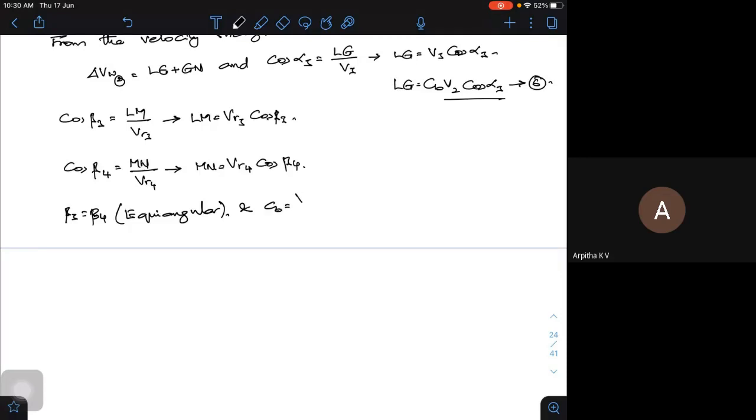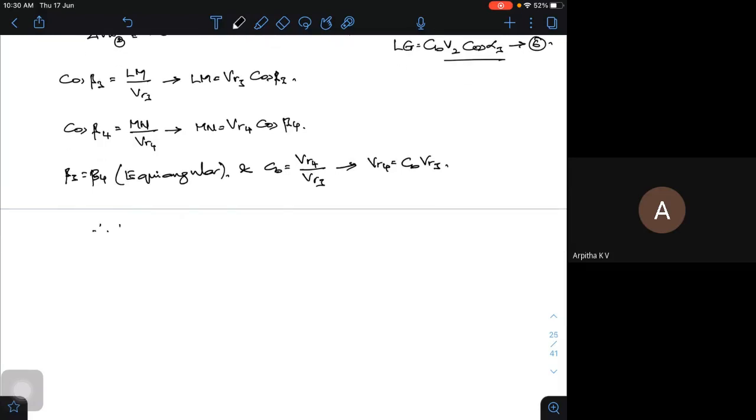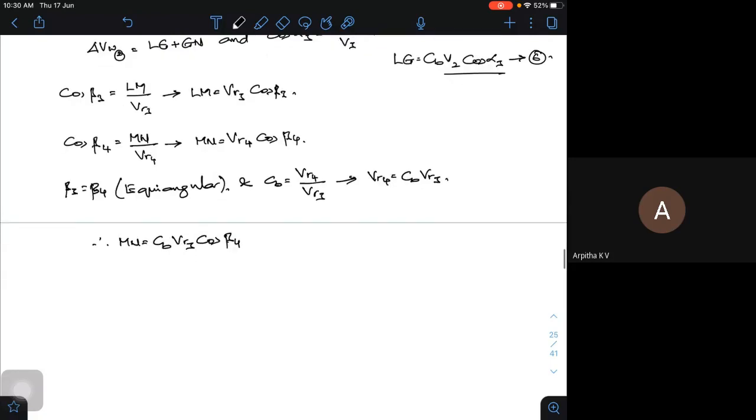And your CB is equal to VR4 by VR3, or wherever I have VR4 I can write it as CB into VR3. So therefore, Mn is equal to CB into VR3 into cos beta 4. Right. Let me call this equation number 7.